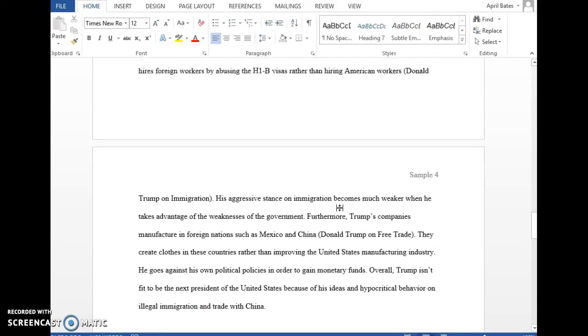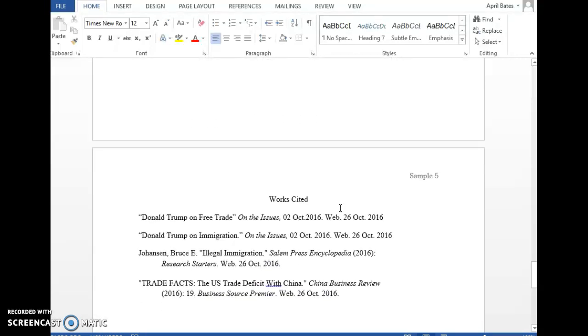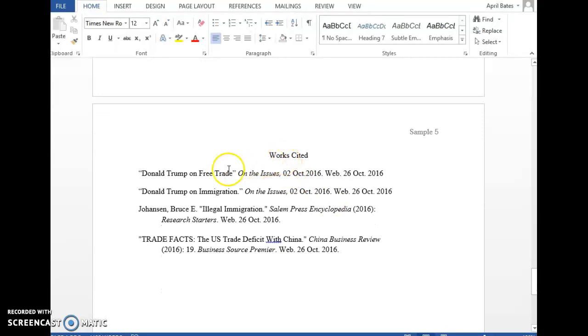It goes through. This is clearly meeting that 750 or longer essay requirement. And then if you notice here, we've got our works cited page. That is a separate page, and it is the last page of the essay. So a couple of things that I wanted to show you about that.